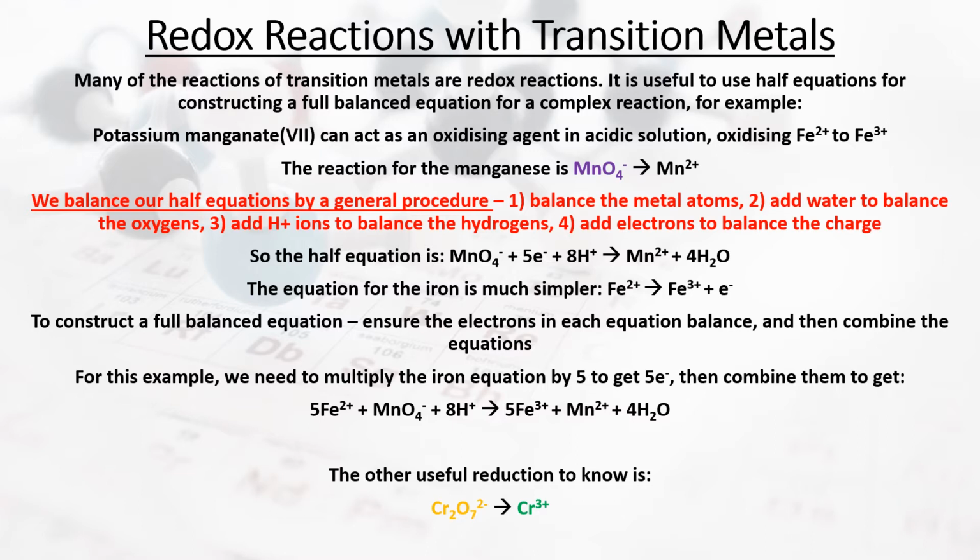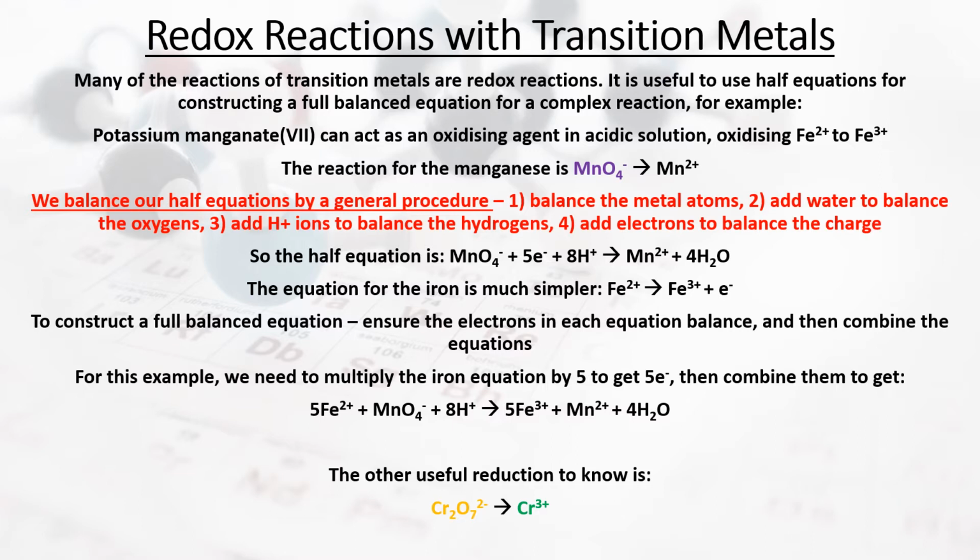Now again, note here that our reaction for the manganese is that we have our manganate 7 ion, MnO4-, going all the way down to Mn2+. Note again here that your lower oxidation state of the Mn2+ exists as the simple ion. The MnO4- actually exists as a complex ion, so the high oxidation state is bonded to other atoms.